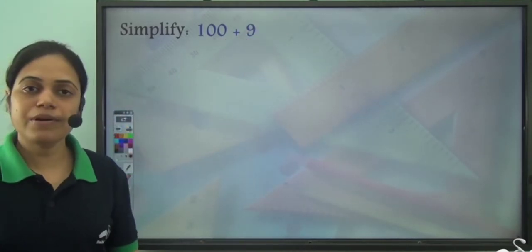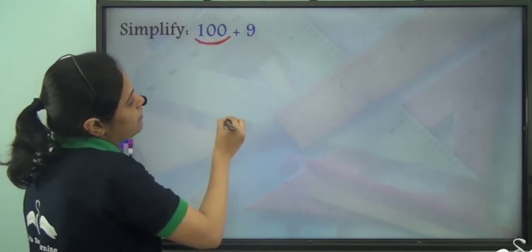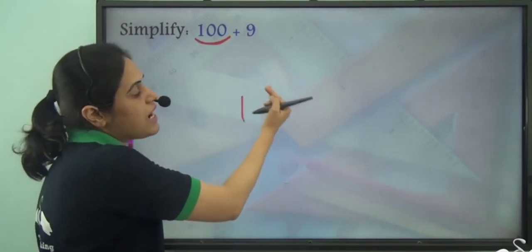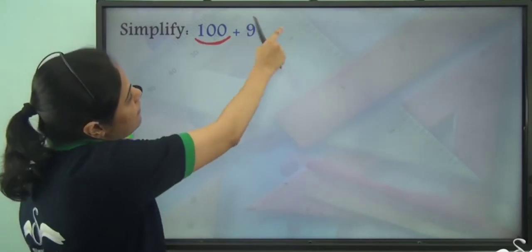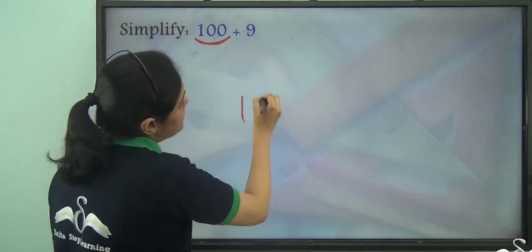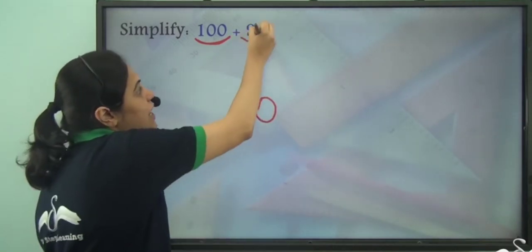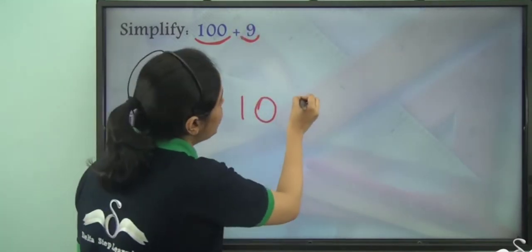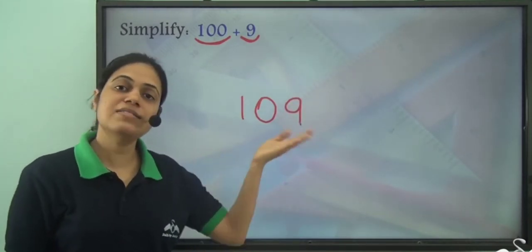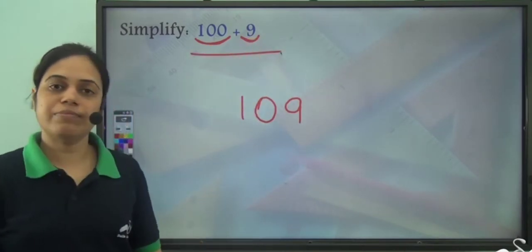Now what about this number? 100 plus 9. So 100 means I have 1 in the hundreds place. After the hundreds place, I have the tens place. But I don't have any tens here. So there are no tens, or I can say that there are 0 tens. And then I have 9, which means there are 9 ones. So the number is 109. This is the simplified form of this number.